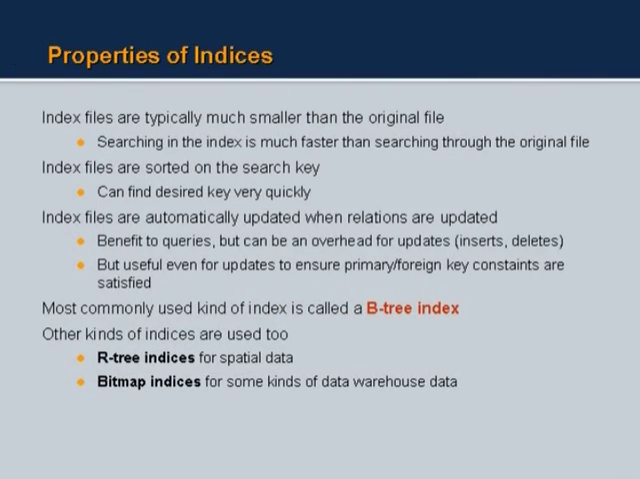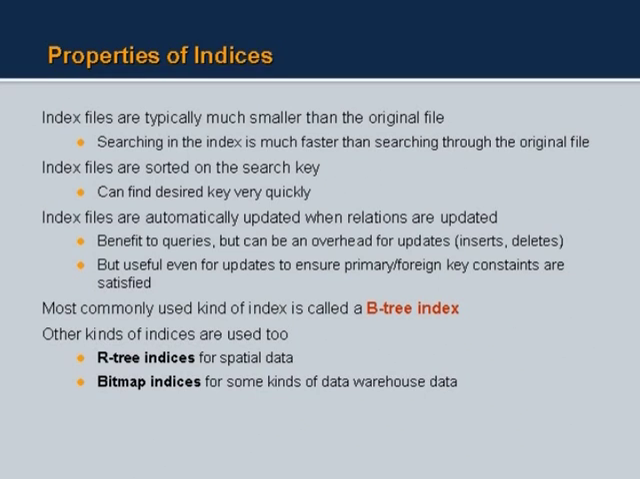So the key things are index files are typically much smaller than the original, and searching in the index is much faster than searching in the original. These are the main properties. And they are sorted on the search key. Another important property is this. The index files are updated automatically when the relations are updated. The database takes care of this. You insert a new record, it will go into the index. You update a record and change the search key value, the index gets updated correspondingly. So index files are automatically updated. So you can be confident that if you use the index to search for a record, you will get the right set of records. It won't be some stale old index which is no longer current.